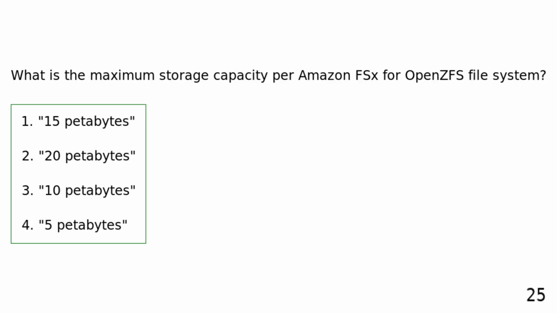What is the maximum storage capacity per Amazon FSx for OpenZFS file system? 15 petabytes. 20 petabytes. 10 petabytes. 5 petabytes.